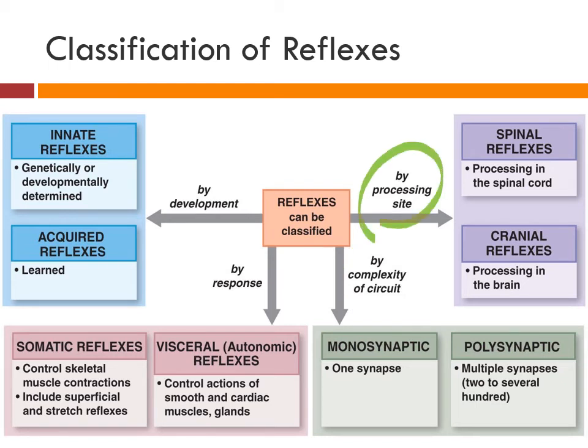And then last, we can classify them by processing site. Spinal reflexes are processed within the spinal cord. Cranial reflexes are processed within the brain. So a specific reflex can fit into multiple categories, but we can look at them in multiple different ways.